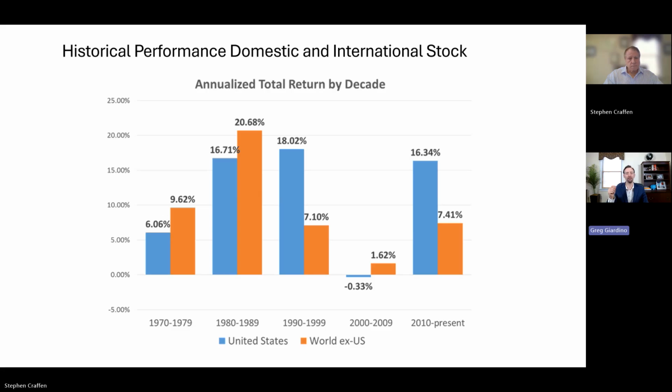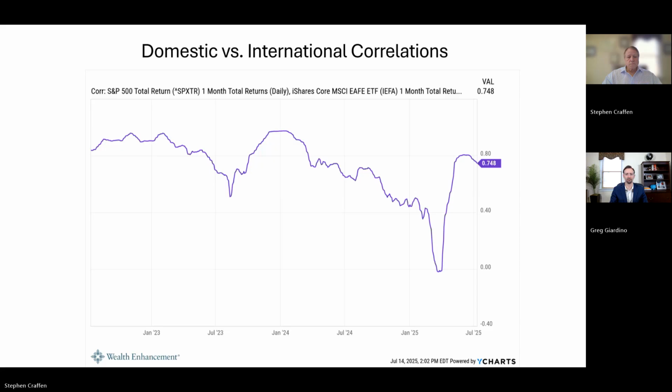And interestingly enough, if you look at historical performance, when the US stock performance yields 6% or less in return, you can see that international usually outperforms. So international can also be a very good diversifier against US stocks, which is a good segue here.